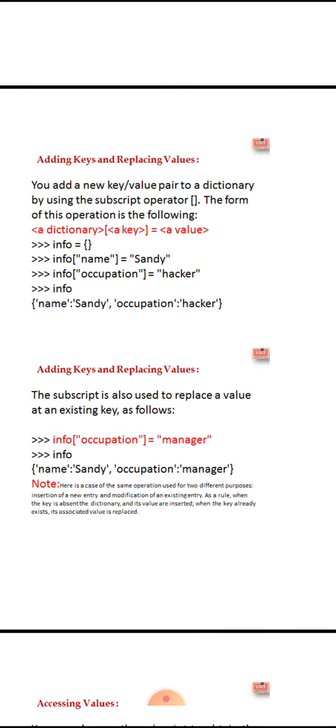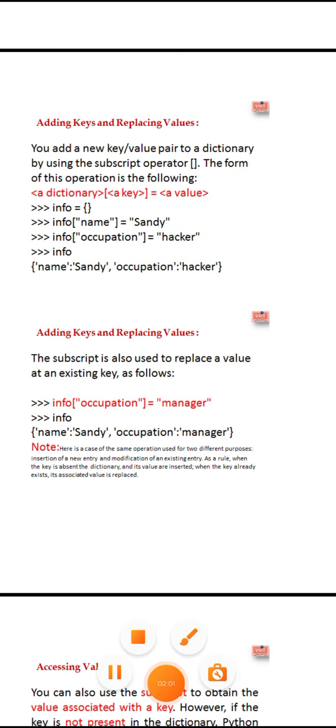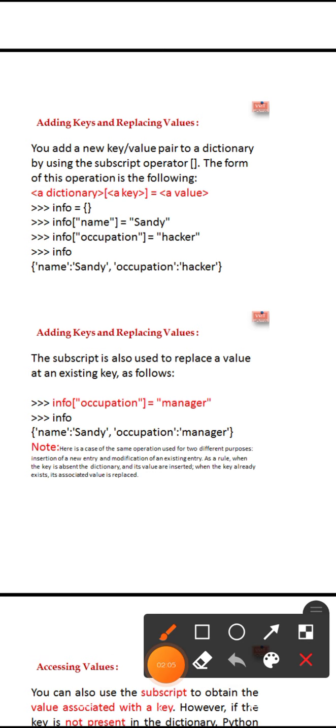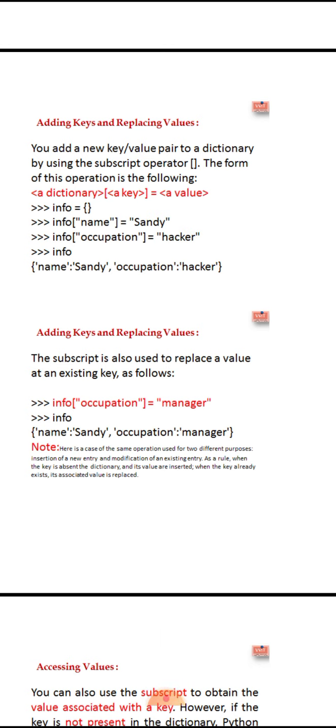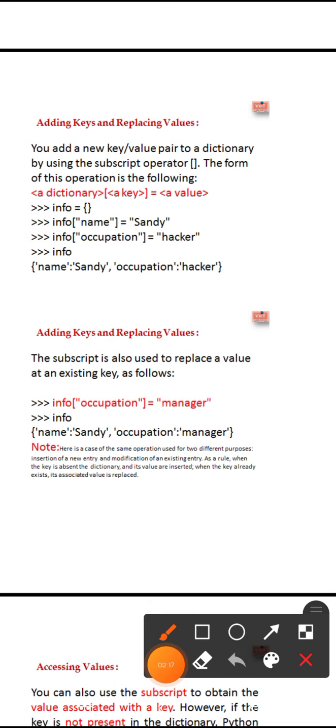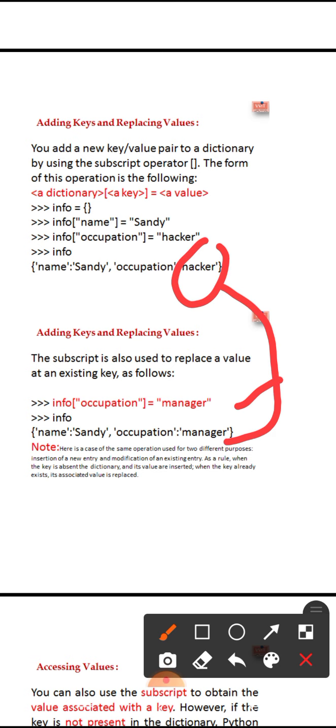Now replacing values. In a dictionary we can change the values. Here the occupation of Sandy is hacker. We want to change the occupation from hacker to manager. So we use info occupation manager. It will print that the hacker is changed to manager.